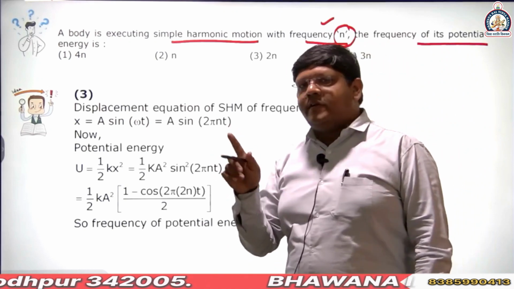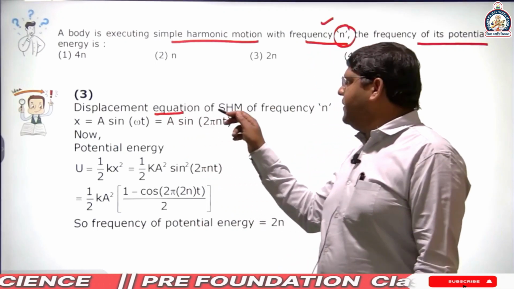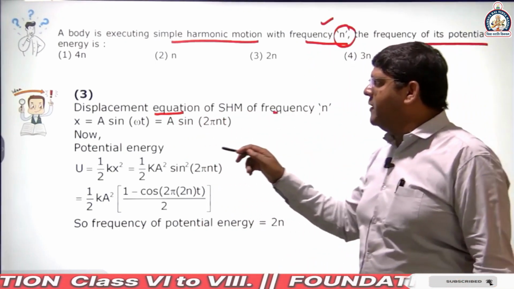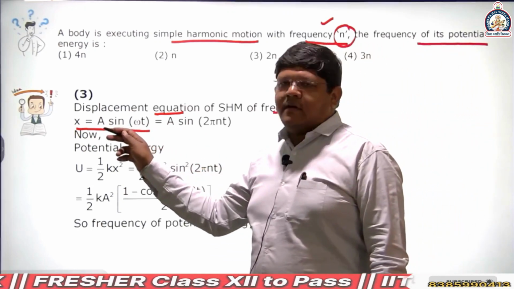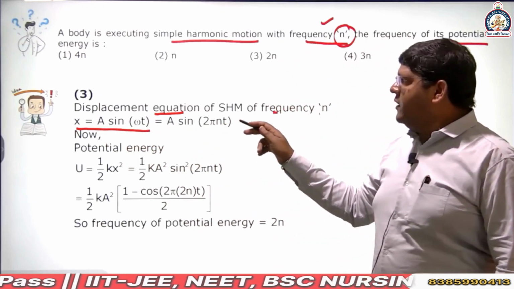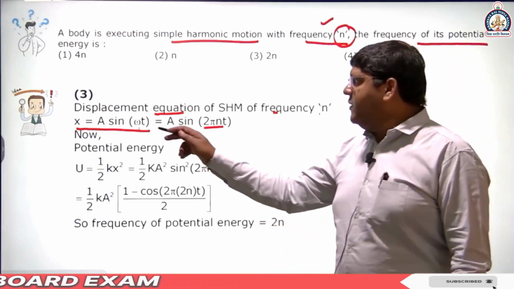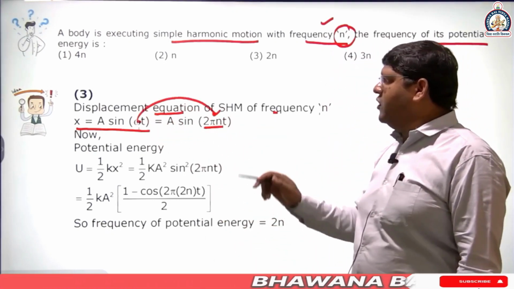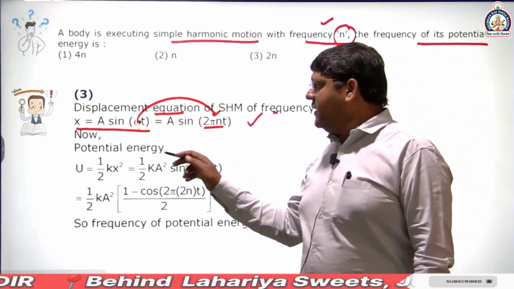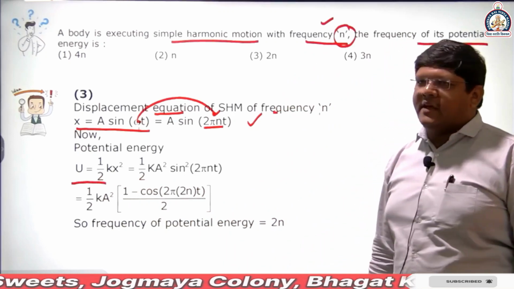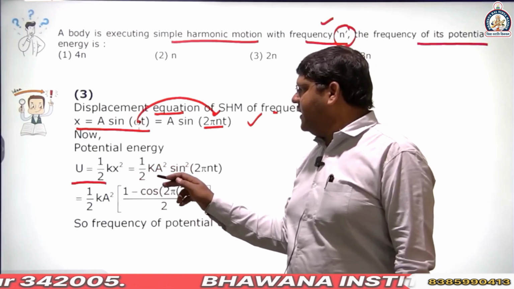Now if the object is indulged in simple harmonic motion, we can say the displacement equation of SHM is given by x is equal to A sin omega t, where A is amplitude. Now the value of omega is 2 pi n, because omega is the angular frequency, which can be written as 2 pi n, where n is the normal frequency. This is the general displacement equation of SHM. Now the potential energy relation for SHM is half kx square. We put the value of x as this.